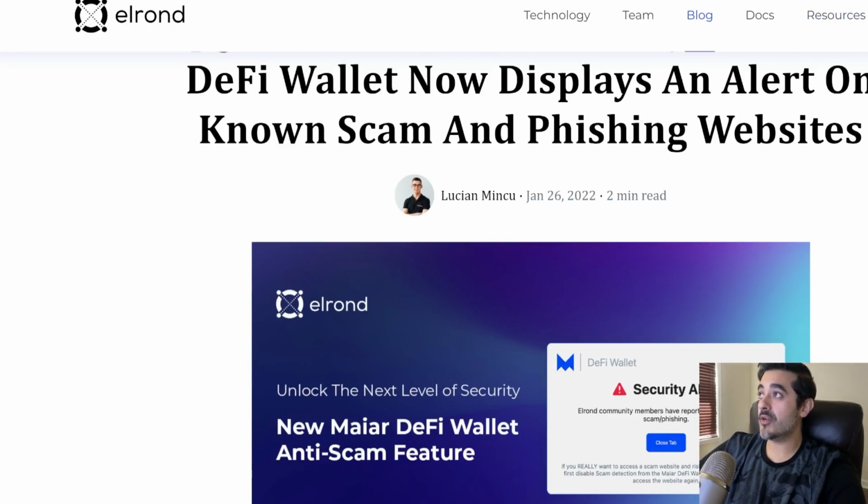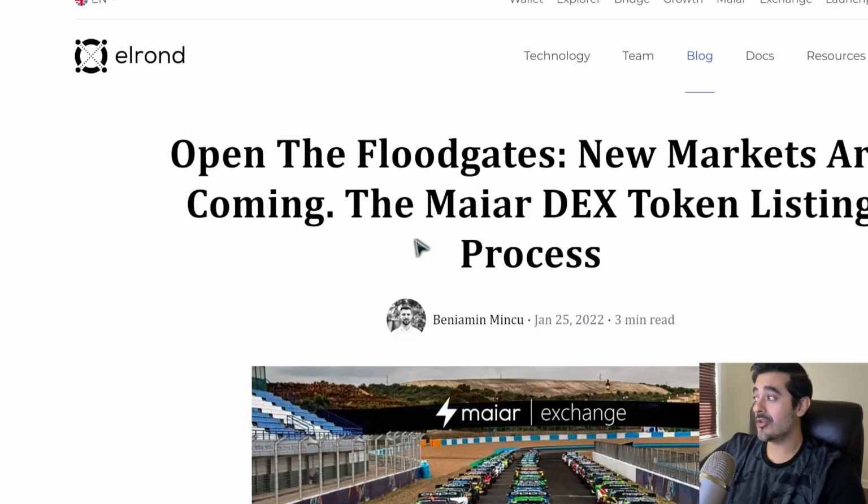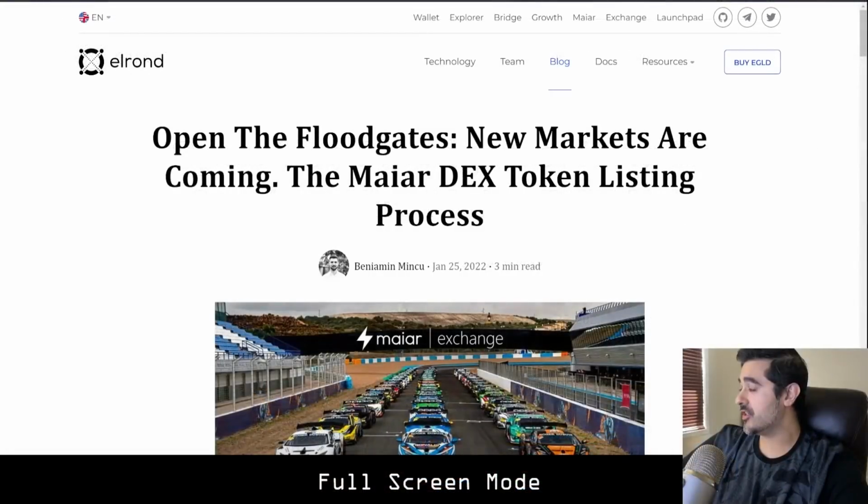All right, next thing we're going to do is look at this. This was an article posted very, very recently. Let's actually go into full screen mode. Full screen mode's a little better. This says open the floodgates. New markets are coming. The Maiar DEX token listing process.